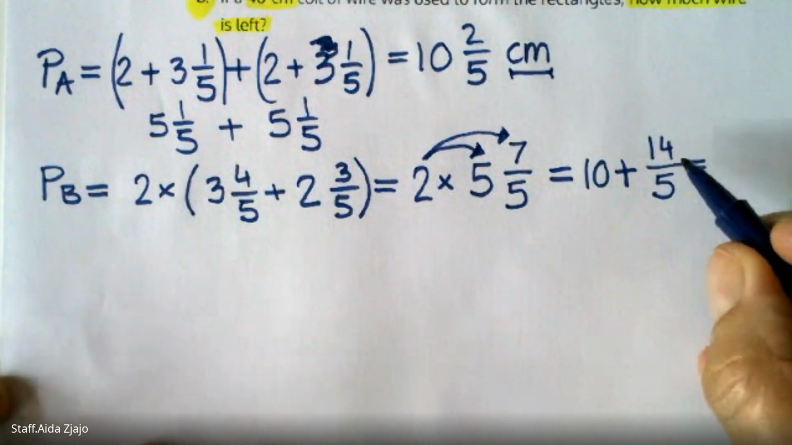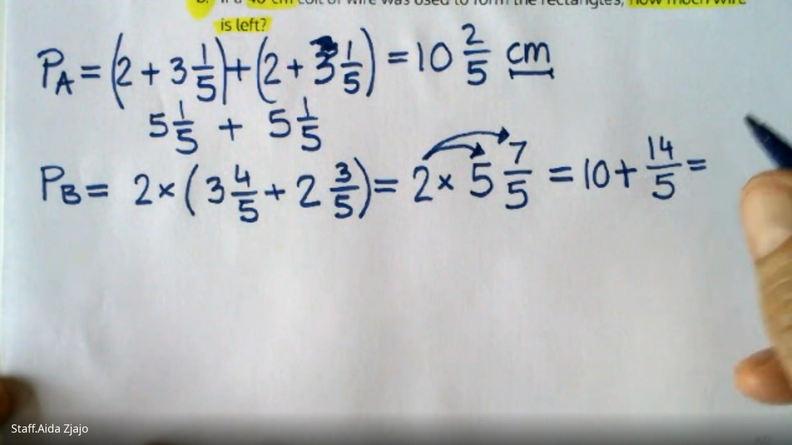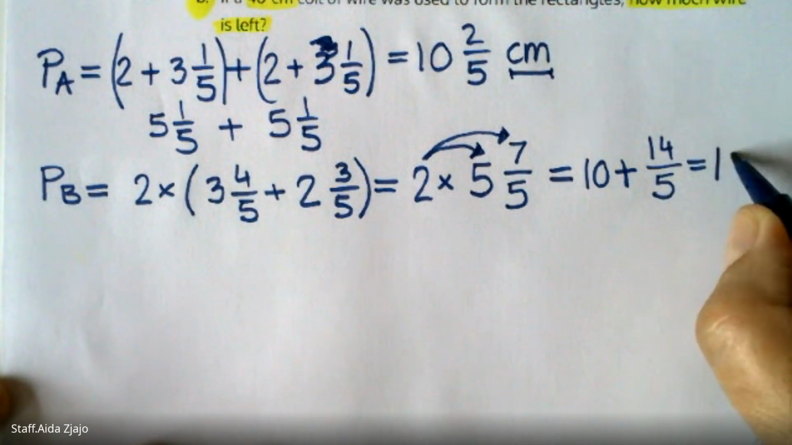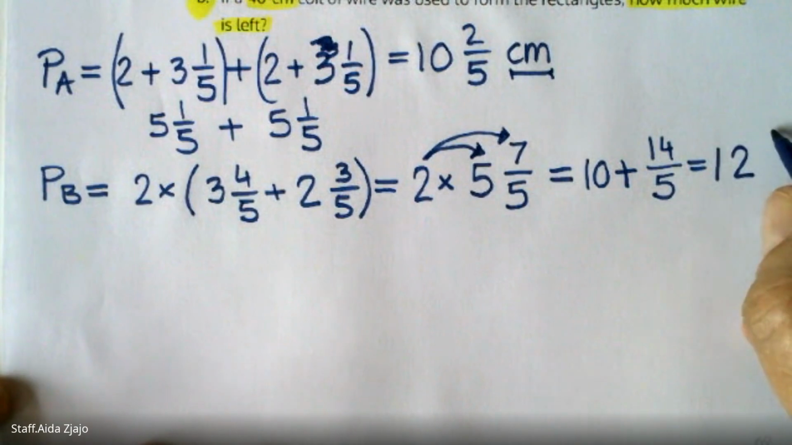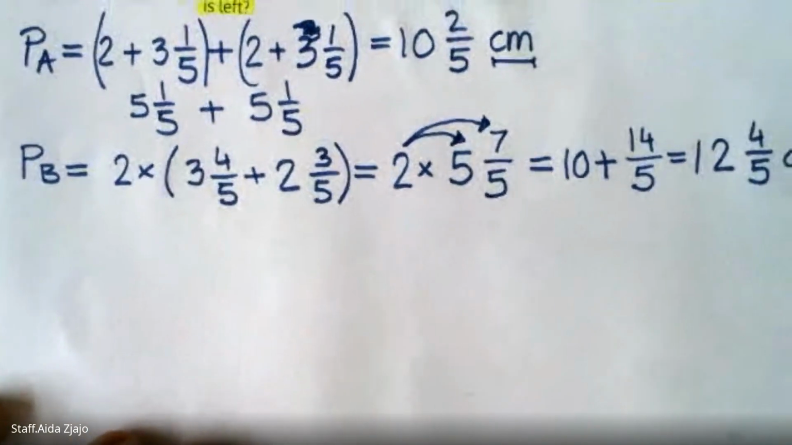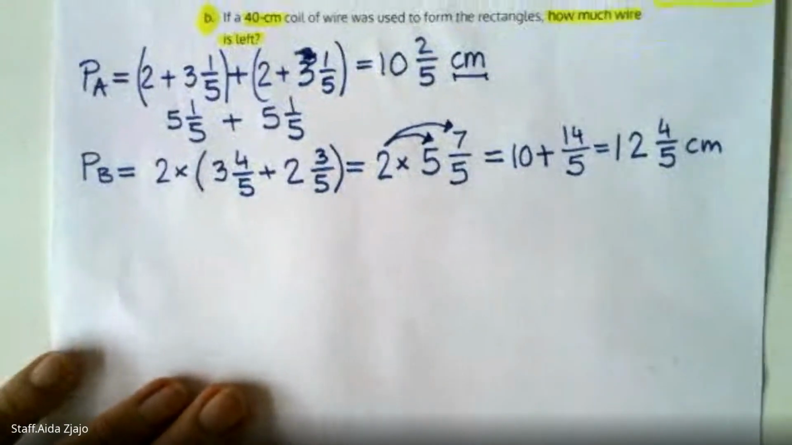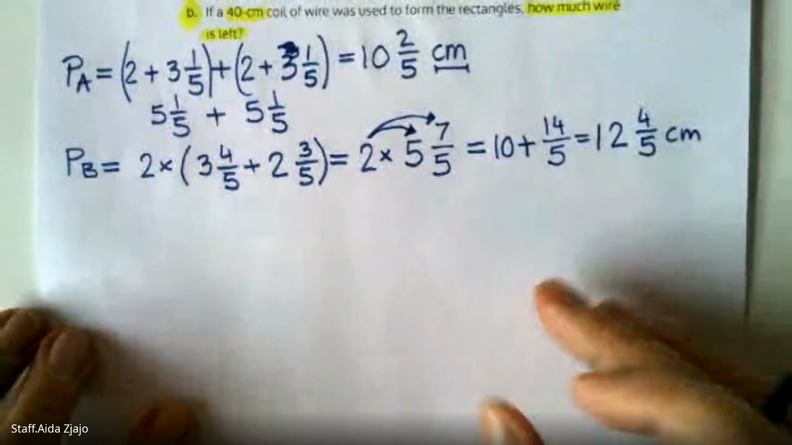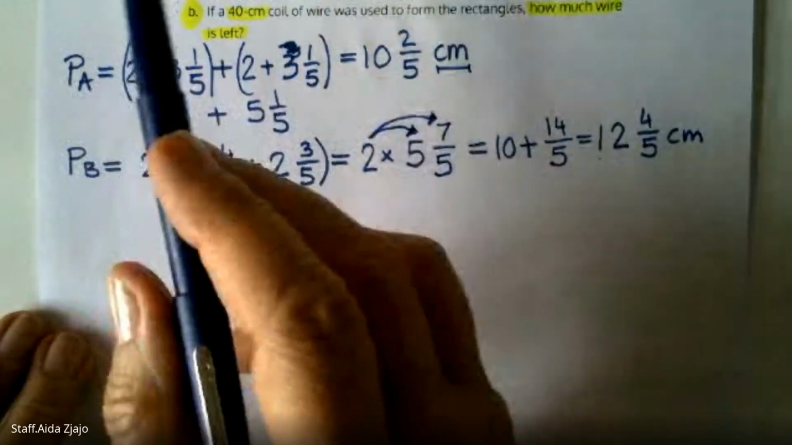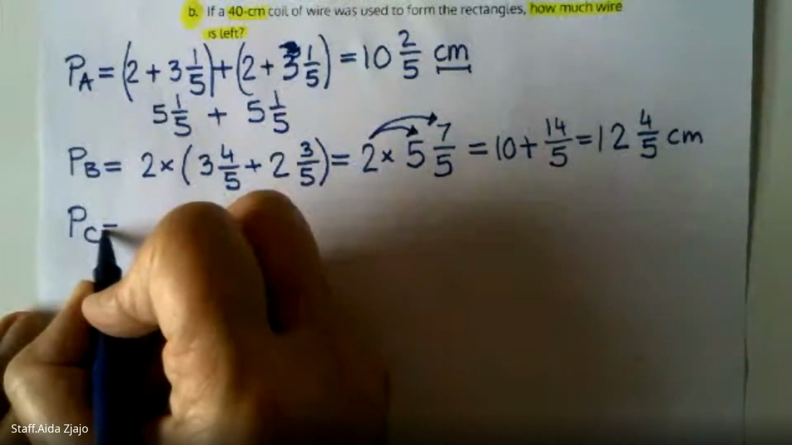So now we have 14/5, which is 2 wholes and 4/5. So that is 12 wholes and 4/5 centimeters. I made it a little bit smaller so that you can see. I think this is good. Okay, so perimeter A, perimeter B, and now perimeter C.